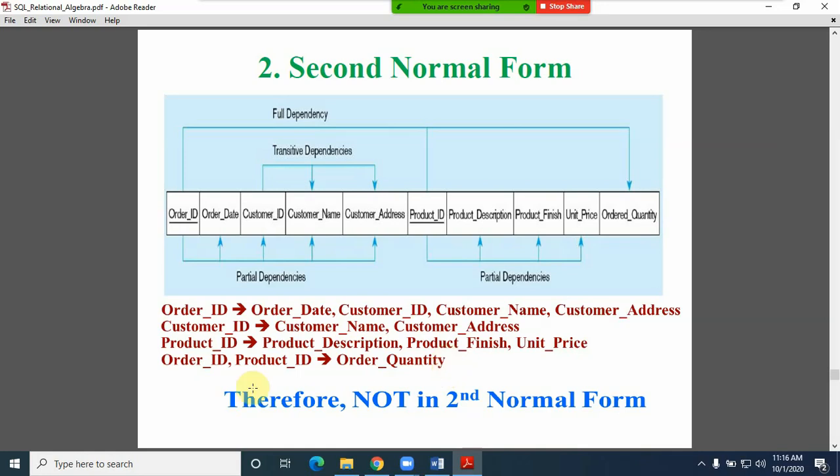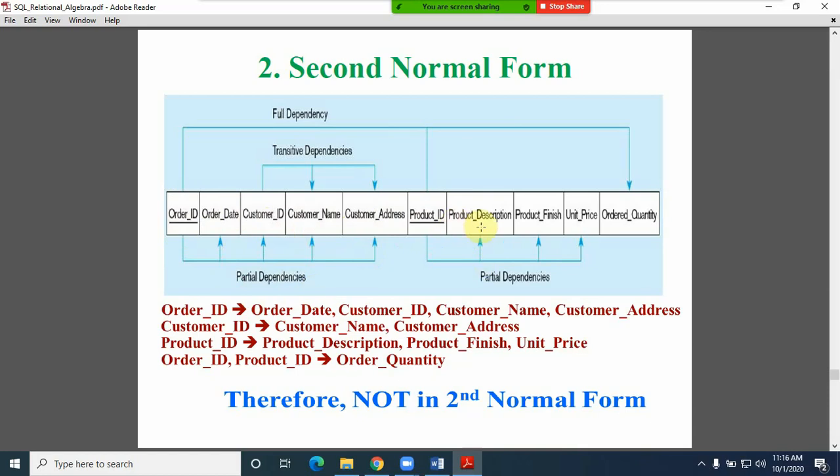Okay, so if I am taking the order ID from this particular table, order ID is having some kind of partial dependencies like order date, customer ID, customer name, customer address, because these particular things are no way related to the product ID. Order ID and product ID are composite keys, but order date, customer name and customer address are completely referenced by the order ID. Without referring to product ID, one can easily get these things. That is the problem of partial dependency.